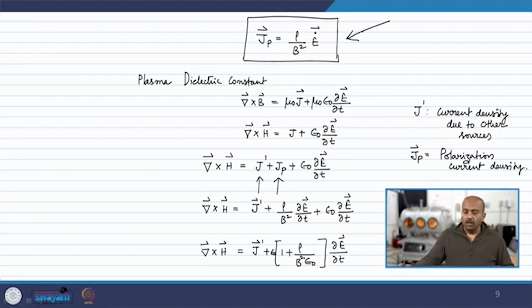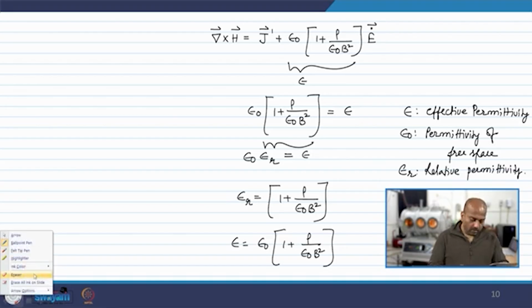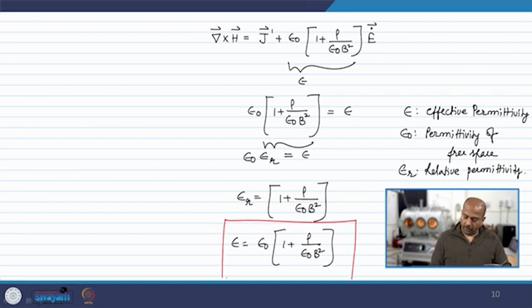times E dot. Now, since the time varying electric field has many other consequences, it is important to bring the Maxwell equation into consideration. And here, by substituting what we have from the earlier treatment, we realized that this plasma in the presence of a time varying electric field and a magnetic field, of course, behaves like a dielectric with effective permittivity given by this expression. Let us mark this expression because this is a very important formula that you should remember. Okay. So, epsilon is equal to epsilon naught times 1 plus rho by epsilon naught B square.